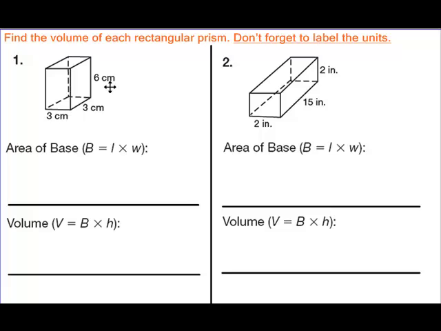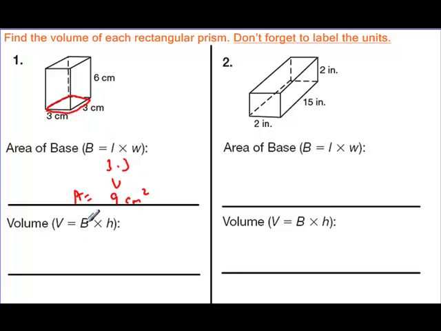So this says to find the volume of each rectangular prism, don't forget to label the units. So let's go over this step by step to see what you're going to do on the homework. The area of the base is the length times the width. So we have a base down here, and it is a rectangle. They've already written down the formula for you, length times width. And so it is 3 times 3. And 3 times 3 equals 9. So the area equals 9 centimeters squared. So we've got that labeled.